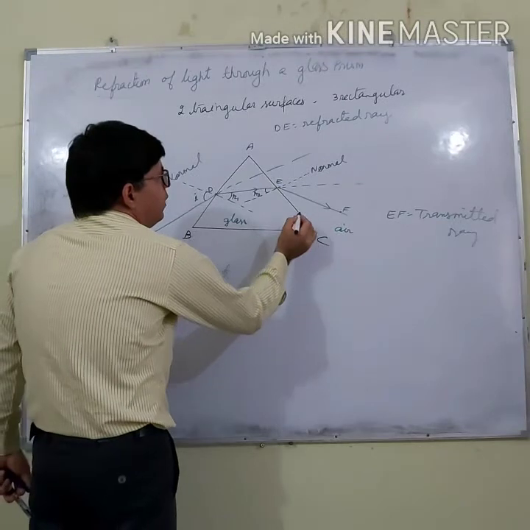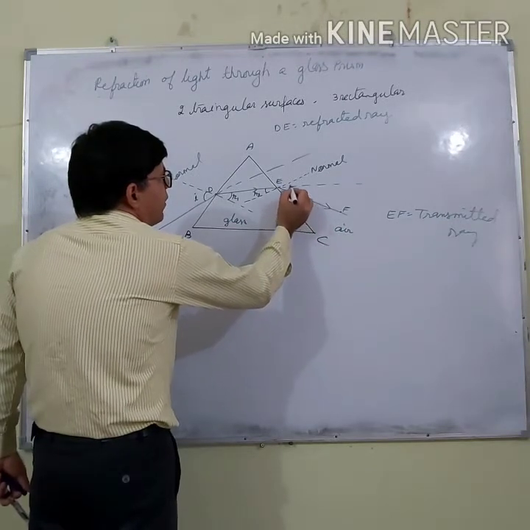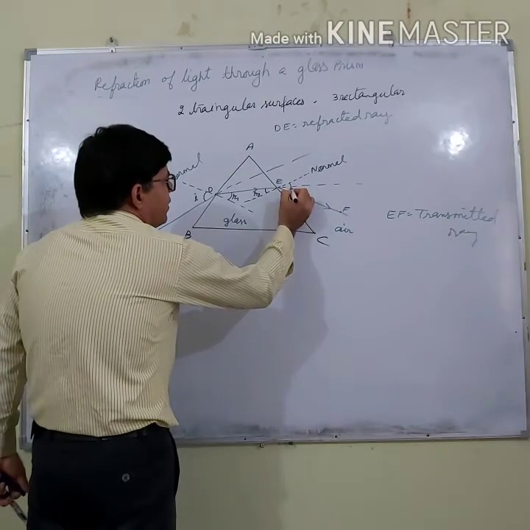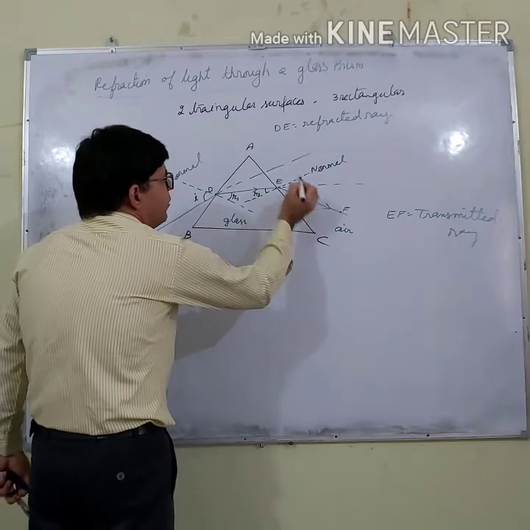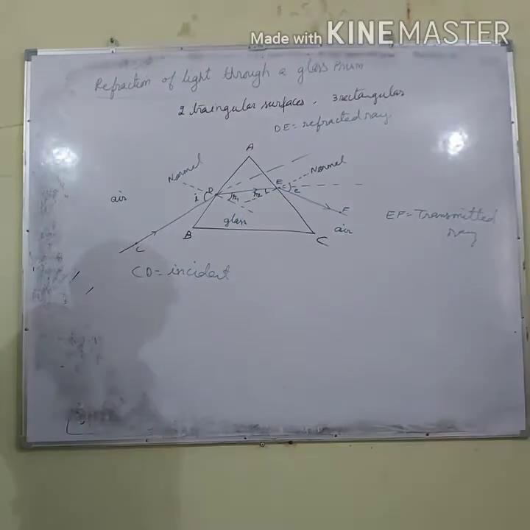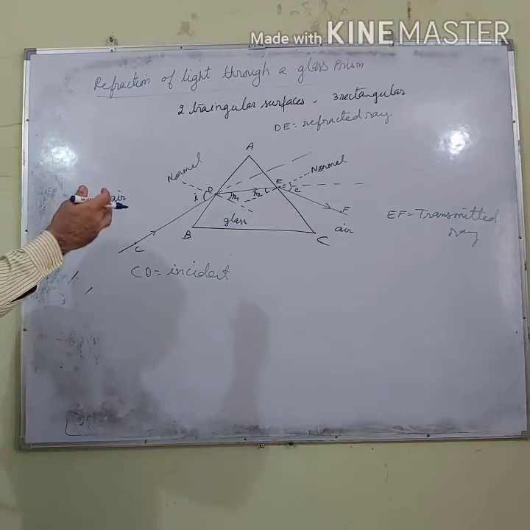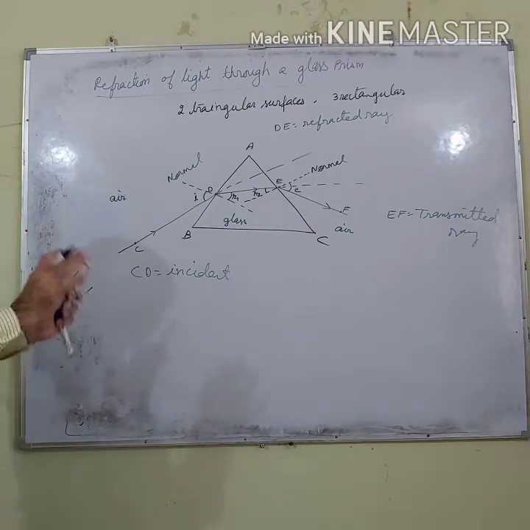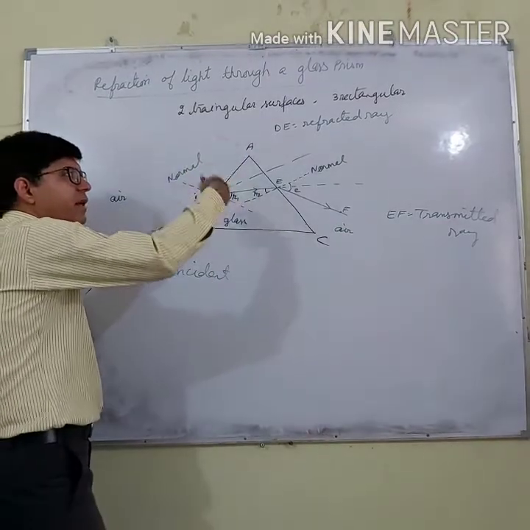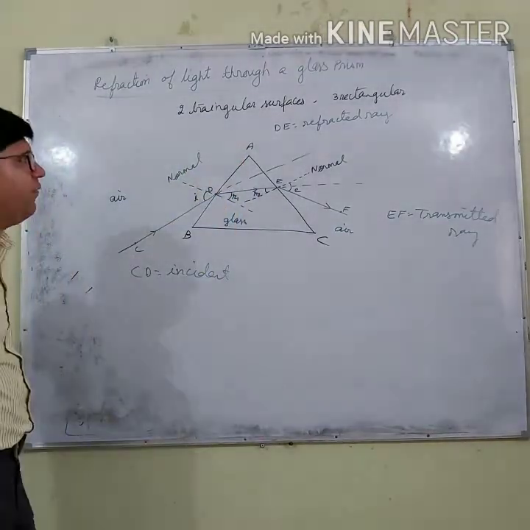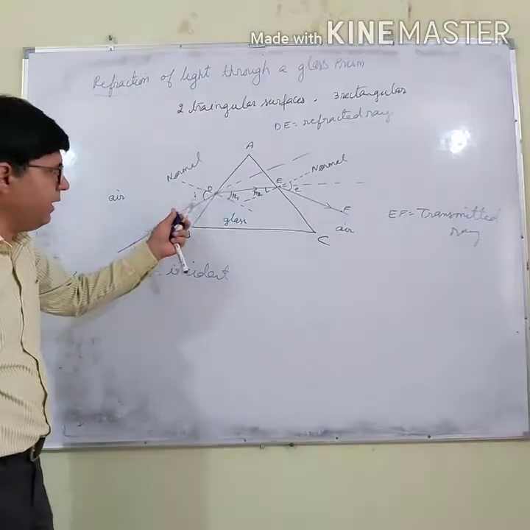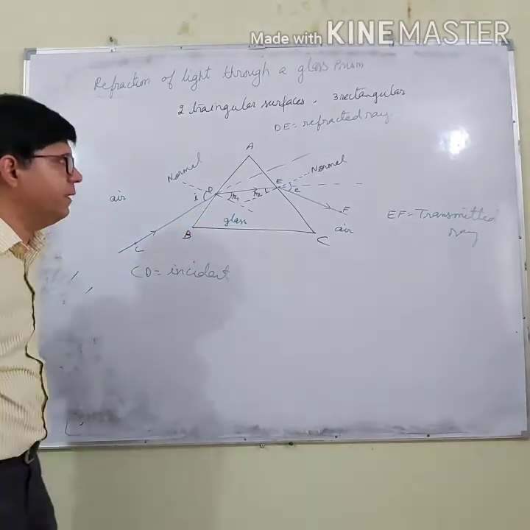And what is the angle of emergence? This is the normal, and this is, say, the angle of emergence. Angle of incidence, angle of emergence, and R1 or R2, you can say these are the angles which are formed in the glass. So I have taken them as R1 and R2. Although all the angles are associated with refraction, I have named them I, R1, R2 and E.